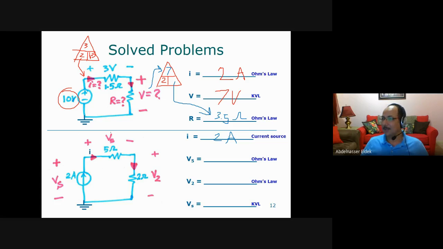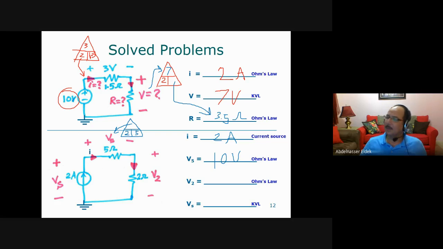Now, can I apply Ohm's law here for this resistor? The current is 2, right? And the resistance is 5. Good. So now can I calculate V5? Yes, for sure. It is 2 times 5. So it will be 10 volt. So V5 is 10 volt.